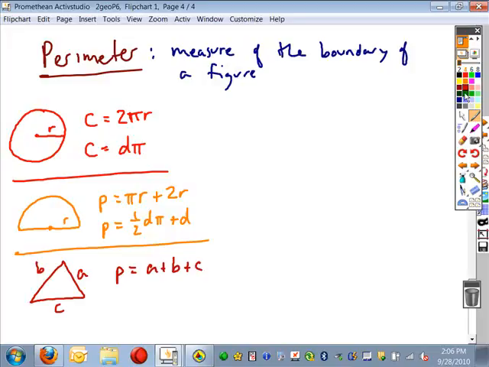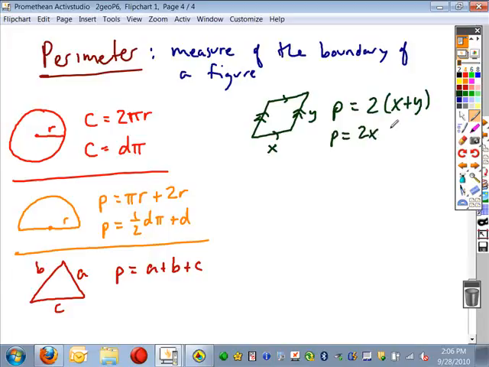And now we have some specific figures that have equations that relate to their perimeter. So if we had any parallelogram, it will have a perimeter that is, let's call this side x and this side y. Since opposite sides of a parallelogram are equal in measure, you have twice the sum of x and y, or you can think of that as twice x plus twice y.